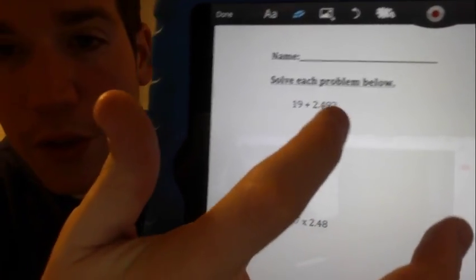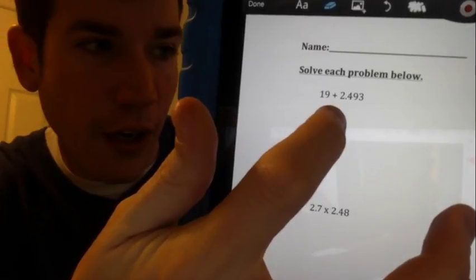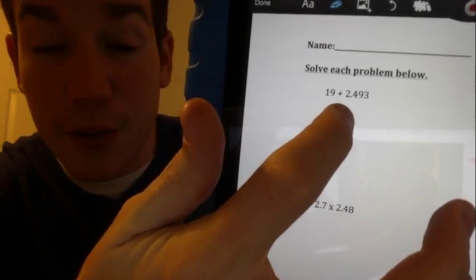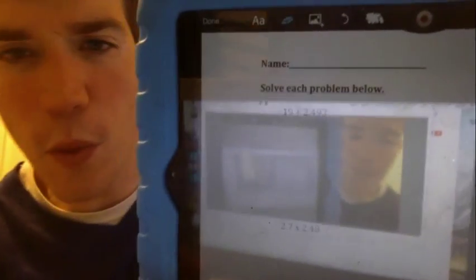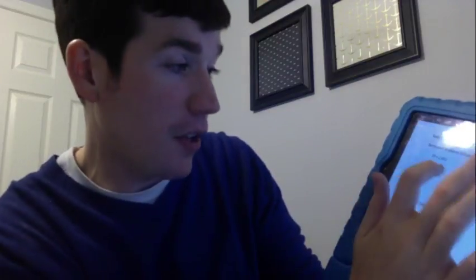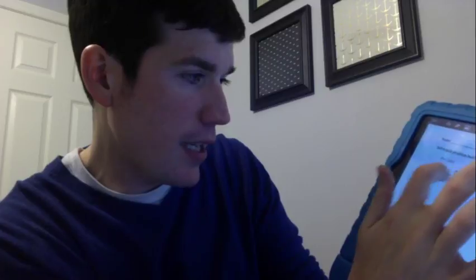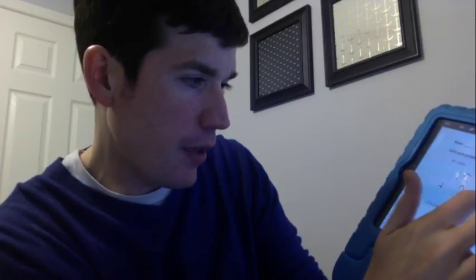So you see 2 and 493 thousandths. The 2 is our whole number there, so that means it's 2 wholes. In the number 19, the 9 is in the ones place and the 1 is in the tens place. So we're going to line up the numbers in the ones place with the numbers in the ones place in the other problem. It's going to look something like this: 19 plus 2 and 493 thousandths.